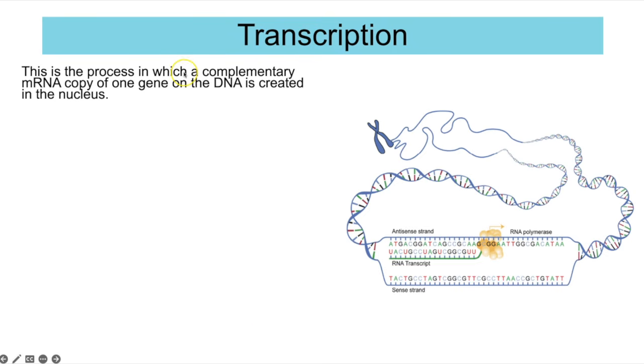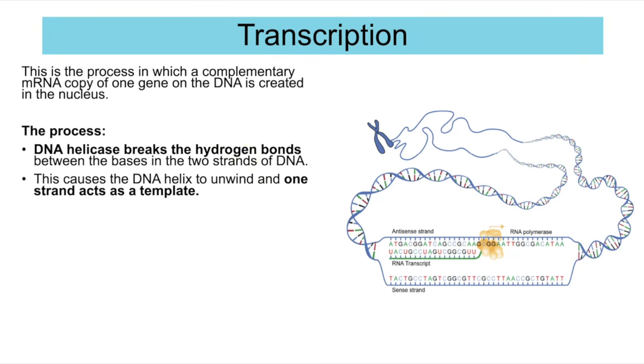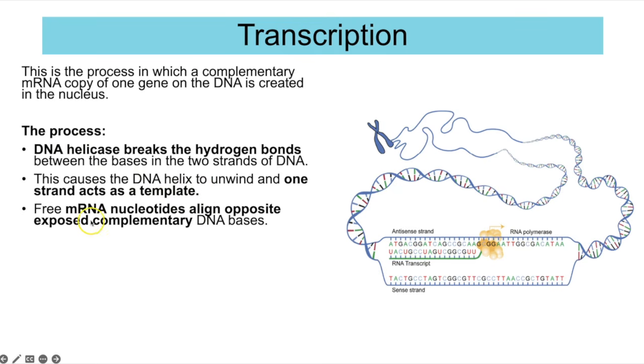Transcription is the first step, and this is the process that's happening within the nucleus where we get an mRNA copy of one gene on the DNA being created. So the steps are very, very similar to DNA replication. First of all, DNA helicase breaks the hydrogen bonds between the bases in the 2 DNA strands to unwind that double helix and to separate the 2 strands. Here's the first difference though. Only one of those strands will act as a template, whereas in DNA replication, both of those strands of DNA will act as a template. Next then we have 3 mRNA nucleotides lining opposite the exposed complementary bases on the DNA.